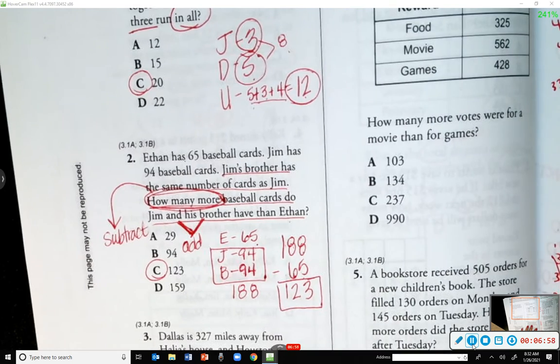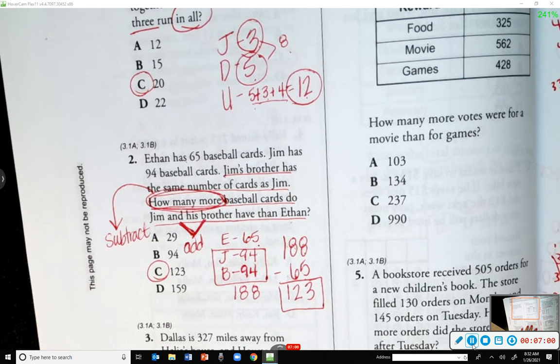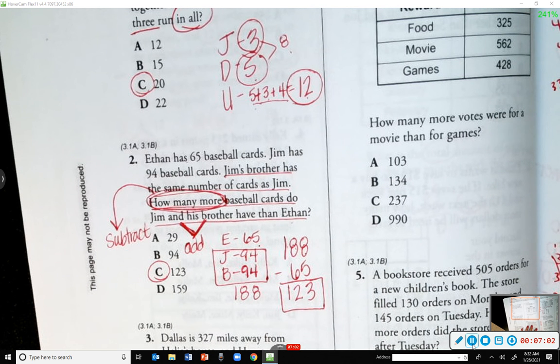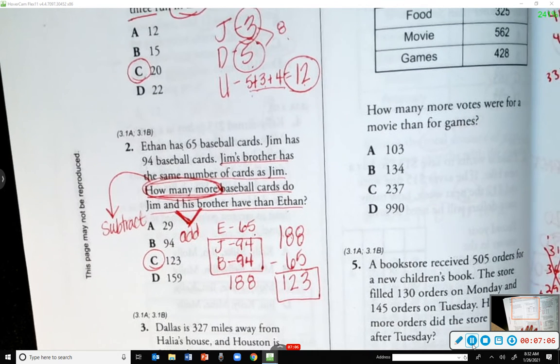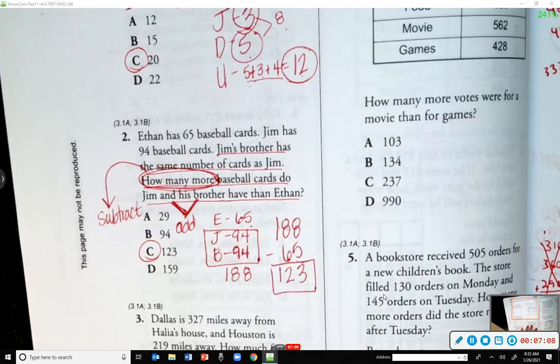Did we get that one that time? Because that one was hard too. Did you get it? Yep. Good. They're trying to trick you, so you have to read carefully.